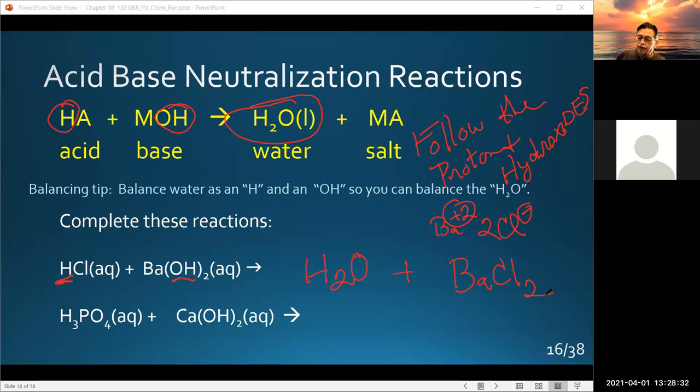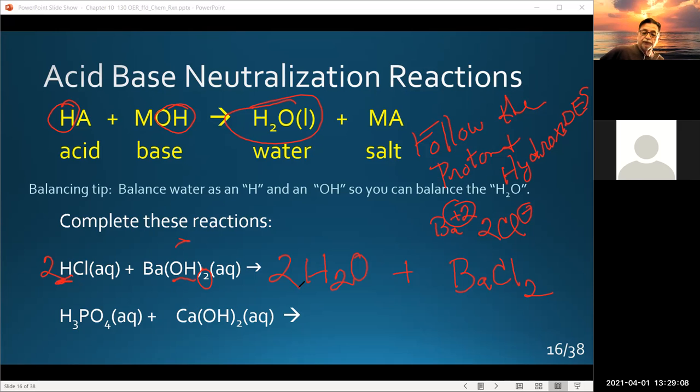So I got the general formula written down. Now, as I stated, follow the protons and the hydroxides so you can balance this out. Well, we start off with 2 hydroxides. I need to neutralize those 2 hydroxides. What does that tell me? That means that I need 2 protons. So I can put a 2 in front of hydrochloric acid. That's going to give me 2 protons to neutralize the 2 hydroxides. So if I have 2 protons and 2 hydroxides, guess what? I'm going to make 2 waters.